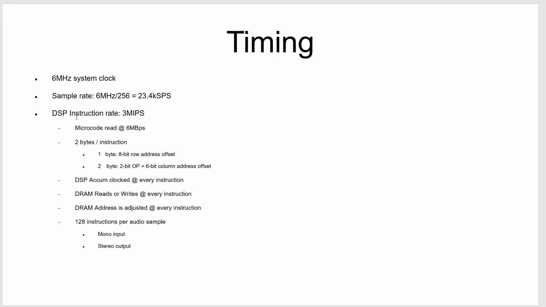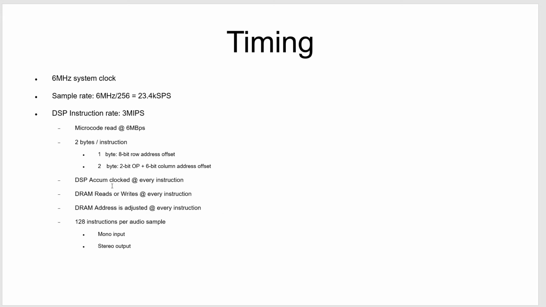The DSP runs at half of the clock rate, so it's actually running fairly fast at 3 million instructions per second. Opcode word is 16 bits wide, which requires a double fetch from the 8-bit wide EPROM. The first byte fetched is the 8-bit row, and the second byte is the 6-bit column, the 2-bit opcode. The reason we refer to these addresses as rows and columns is that's how the DRAM associates it with the multiplexed pins on the part, and we have to go through all the row addresses in the refresh time.